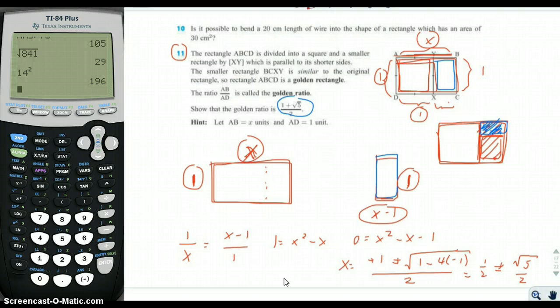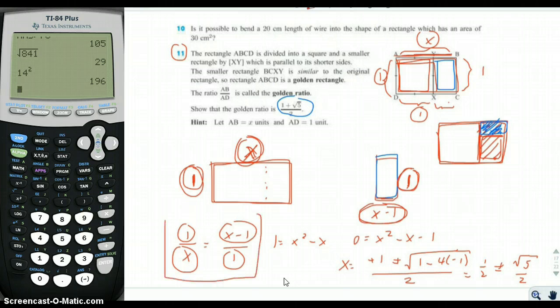And we know that when it's the golden ratio that these rectangles are similar. So we're going to make a proportion between the smaller side of the rectangle and the larger side of the rectangle, which would give you 1 over x. And then we're going to do the same thing with this upright rectangle. We're going to take the smaller side of the rectangle divided by the longer side of the rectangle, x minus 1 over 1. And that gives us this proportion.